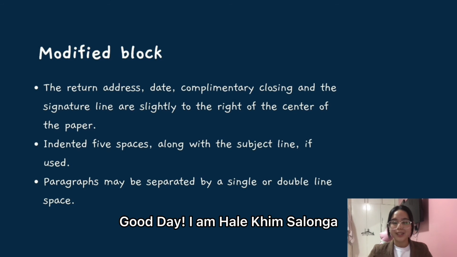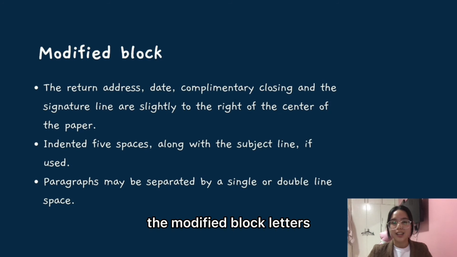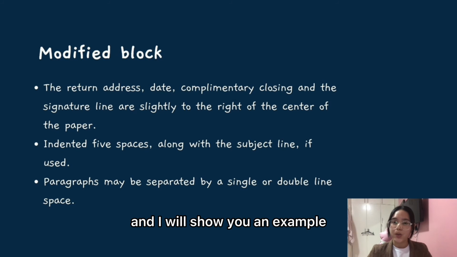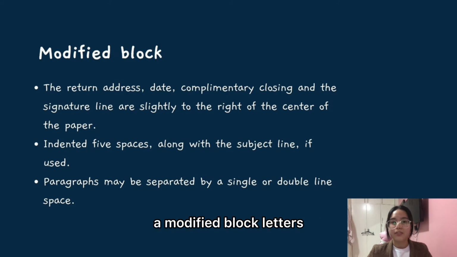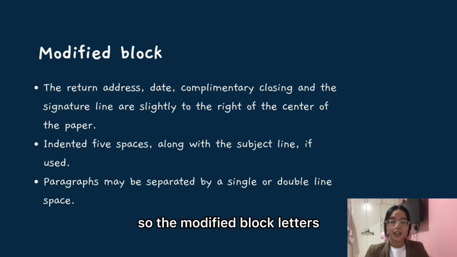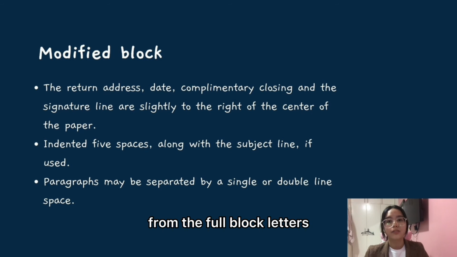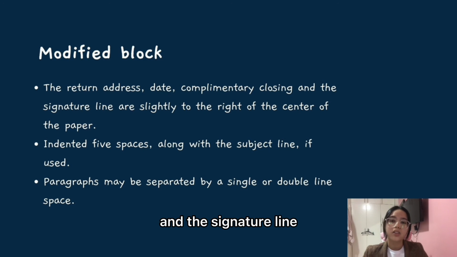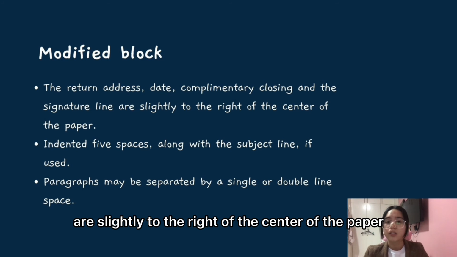Good day, I am Hilkim Salonga, and today I will be discussing the modified block letters, and I will show you an example on how to format a modified block letter. The modified block letter uses a slightly different format from the full block letter. In the modified block style, the return address, date, complimentary closing, and the signature line are slightly to the right of the center of the paper.